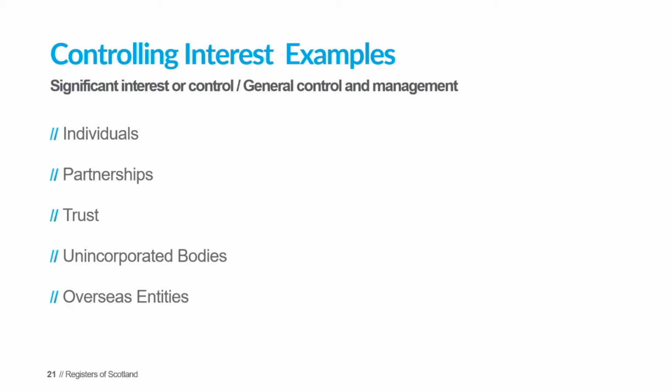Diagrams setting out examples of how the RCI regulations apply to overseas entities can be found in the Scottish Government's explanatory document. These are really just examples, and I'd once again direct you to our guidance for detailed examples and to consider your own circumstances and setups.